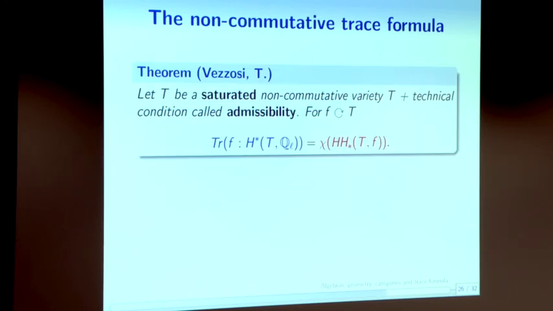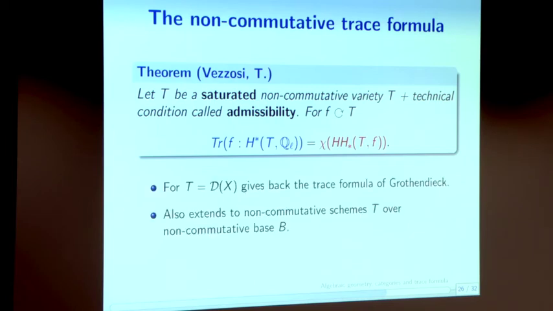Okay, so for these saturated categories, plus some admissibility condition, a technical condition I'm not going to discuss, we have the trace formula. If I give any endomorphism F of T, the trace of F on the cohomology, by this I mean the alternating sum of the trace on H^i, equals the Euler characteristic of the Hochschild homology, the red thing. So we have again this blue equals red property. A topological number is expressed as an algebraic number. And of course, if you apply this to a non-commutative variety that comes from a variety, it gives you back the trace formula of Grothendieck I mentioned at the very beginning.